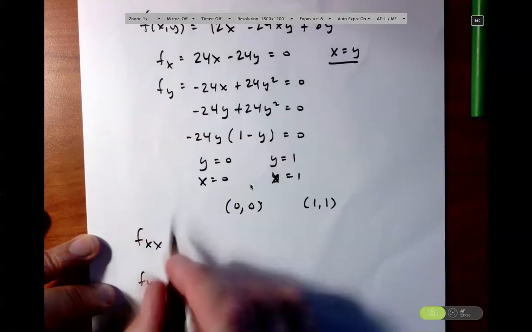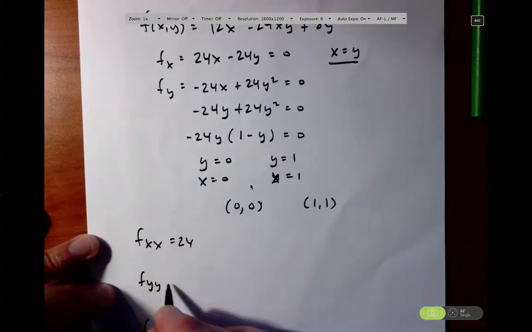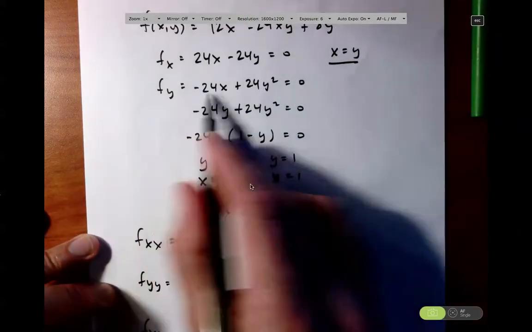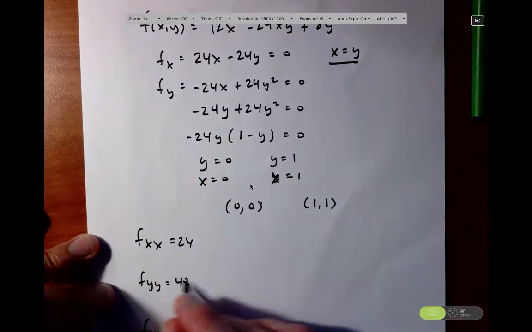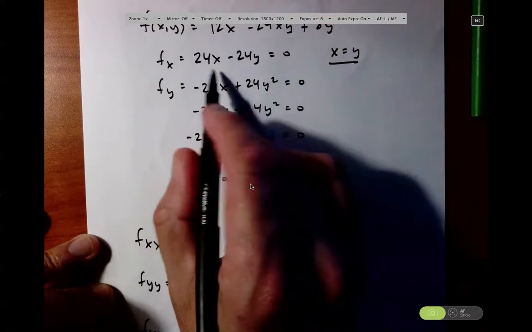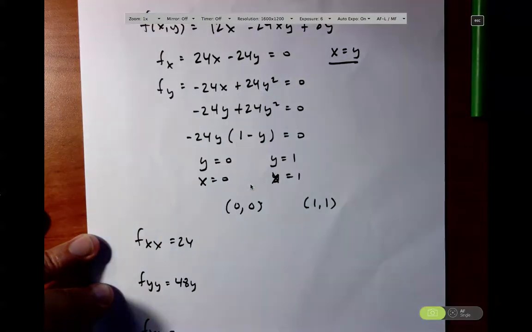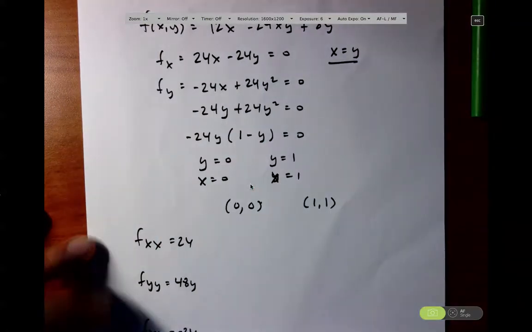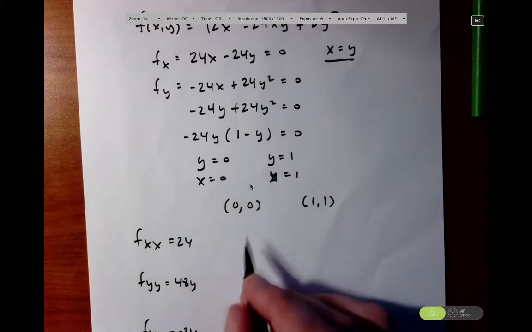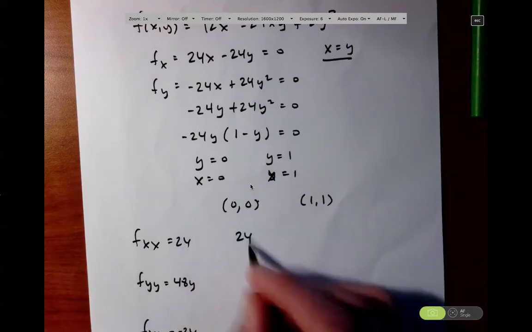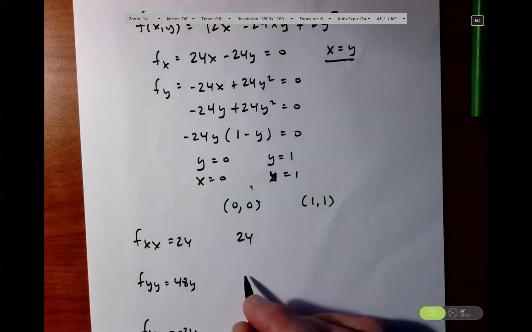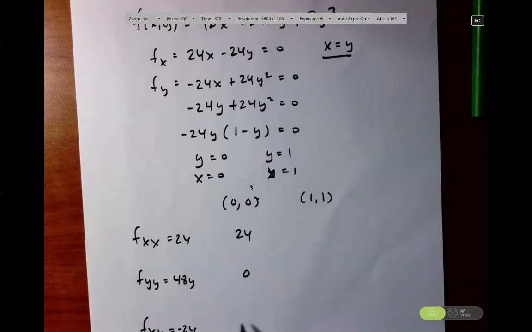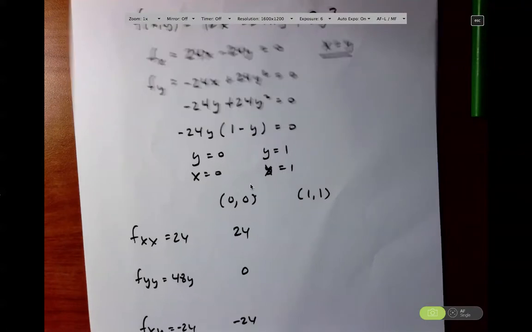fxx is 24. fyy is 48y. And the mixed is going to be negative 24. Okay, so at 0, 0, fxx is 24. At 0, 0, fyy is going to be 0, and fxy is negative 24.